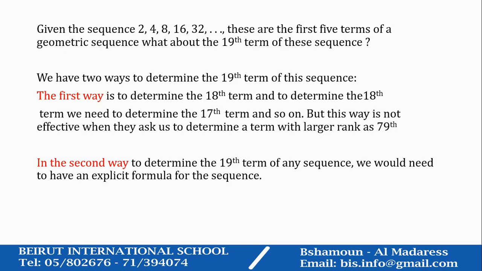The sequence 2, 4, 8, 16, and 32. Here we have the first 5 terms of the geometric sequence. It is geometric, obvious. 4 over 2 is 2, 8 over 4 is 2, 16 over 8 is 2, and the common ratio is 2. Suppose we want to find the 19th term. There are 2 ways to determine the 19th term. Either we keep on finding the numbers, which will take time, or we should end up with a formula that allows us to find the 19th or 20th or 70th or whatever term it is.